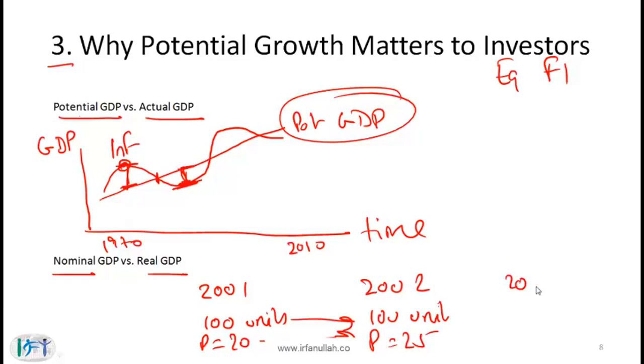Now, in 2003, you might have a situation where the economy does grow because from 100 units we go to 120 units and the price level, let's say, goes to 30. So here again there is an increase in nominal GDP, but that increase in nominal GDP is both because of an increase in the real GDP as well as the increase in price levels. Generally, economists prefer to talk about real GDP because that is giving an indication of what is actually happening.